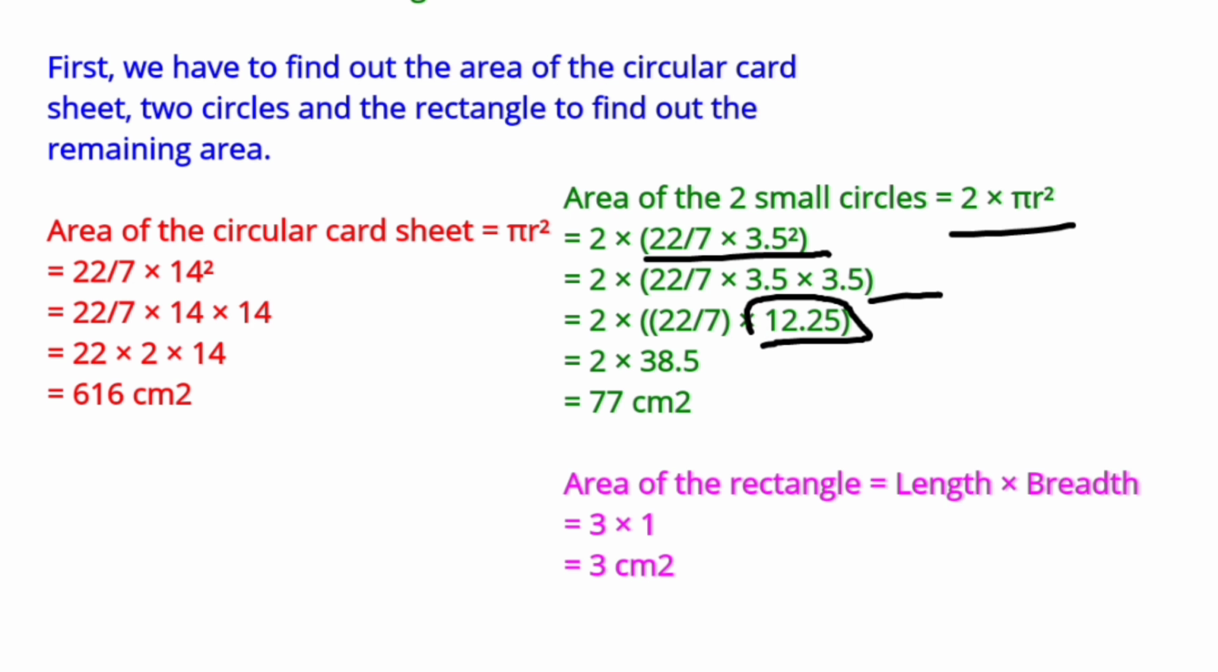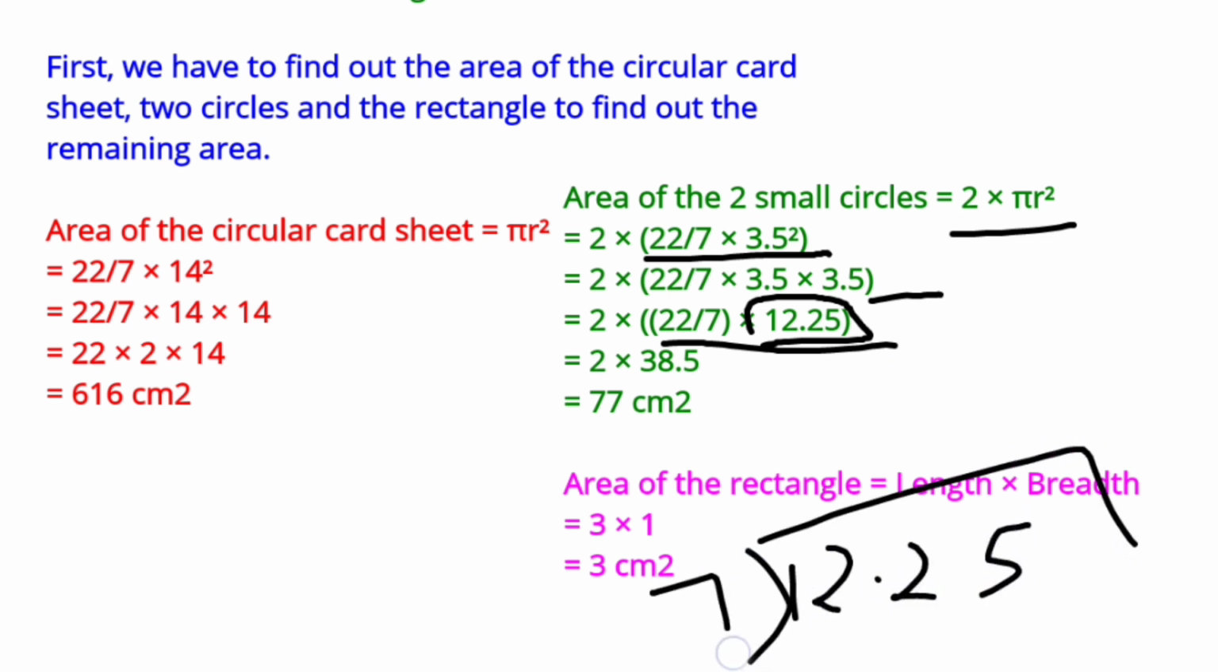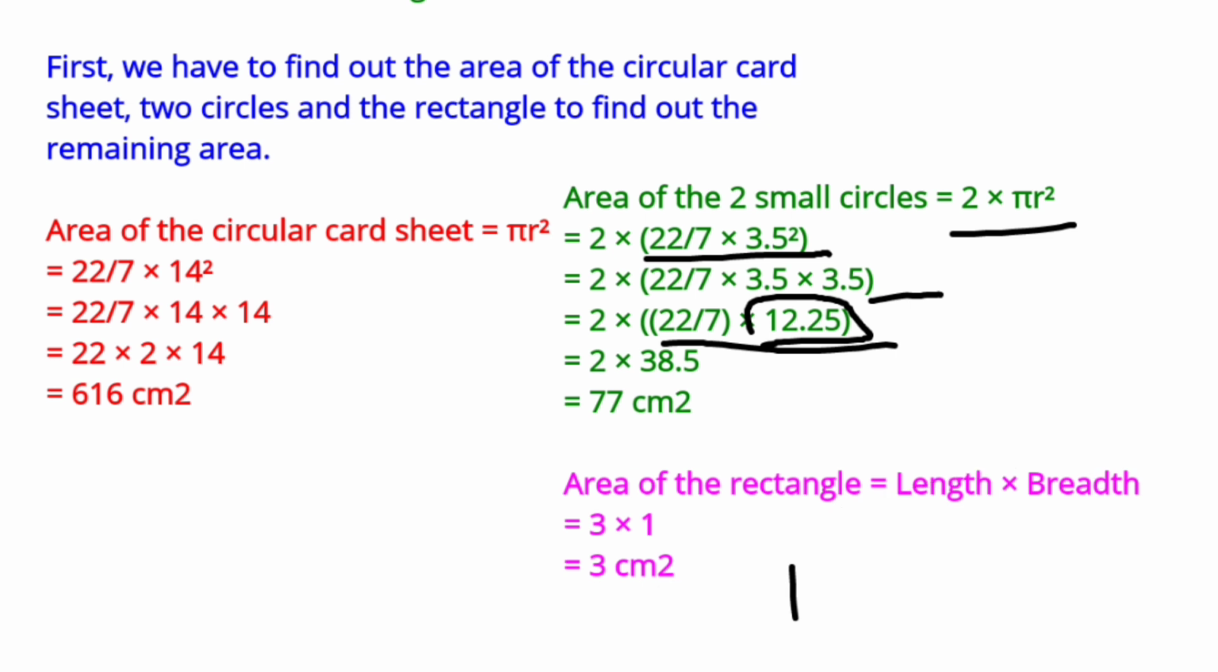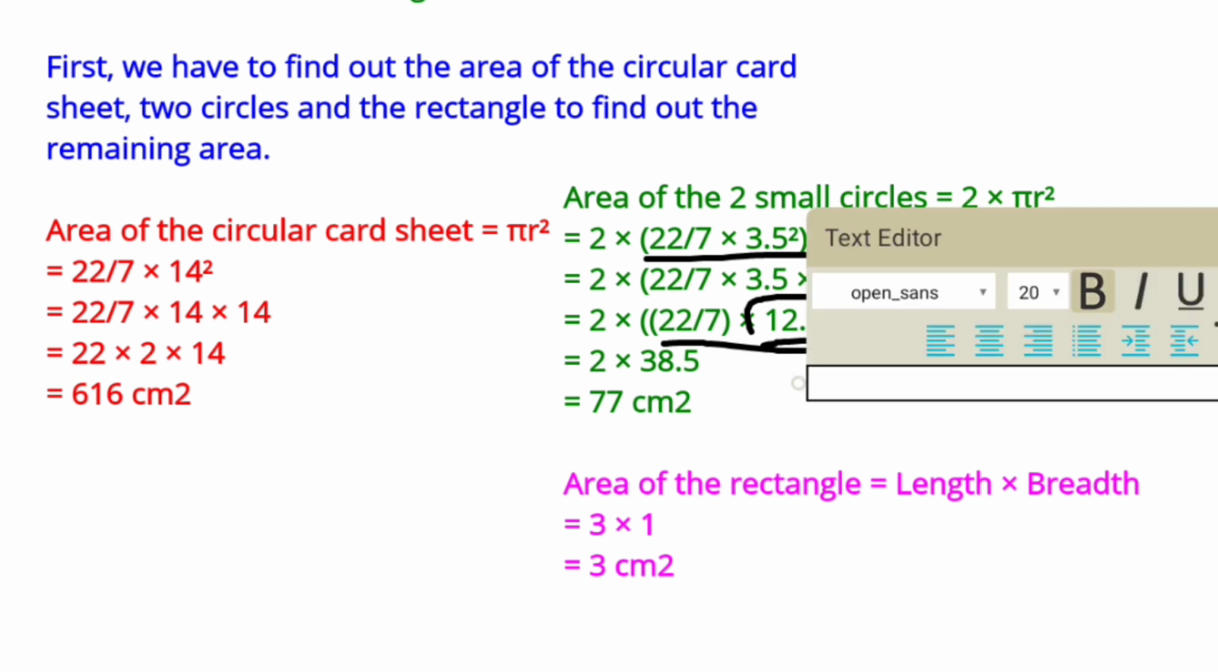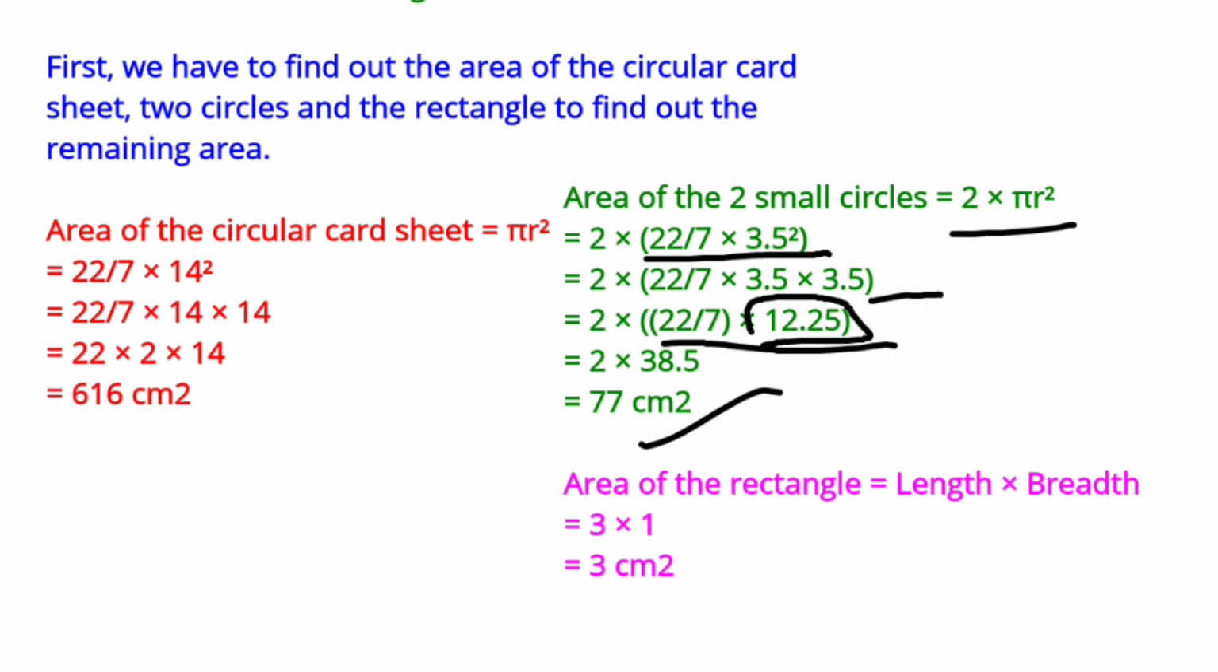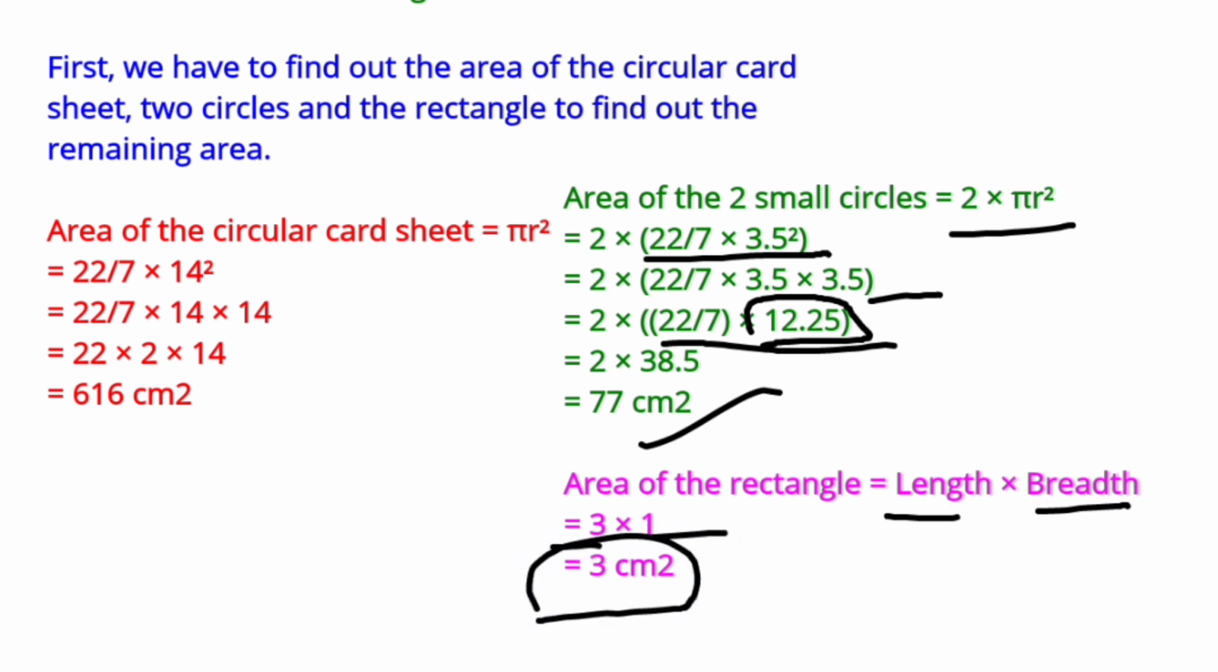Next we'll solve it. Now 22 upon 7 into 12.25. What we did, we divided 12.25 with 7. So when you will divide it and multiply it with 22, you will get 38.5. Now next step is to multiply 38.5 with 2. You will multiply it, so you will get 77 centimeter square. Now next step is to calculate the area of rectangle. What is given to us? Length and breadth. Length is 3, breadth is 1. So 3 ones are 3 centimeter square is the area of rectangle.